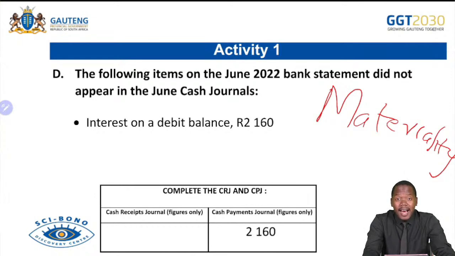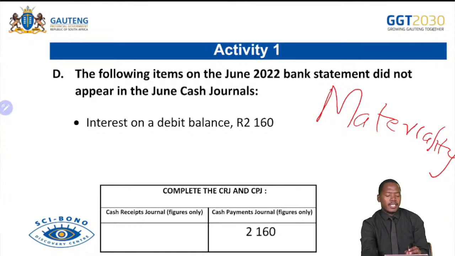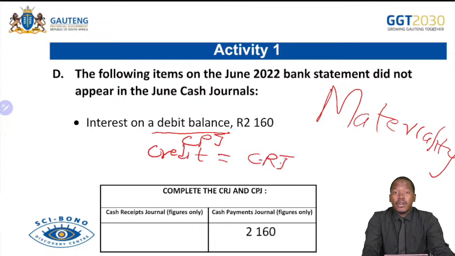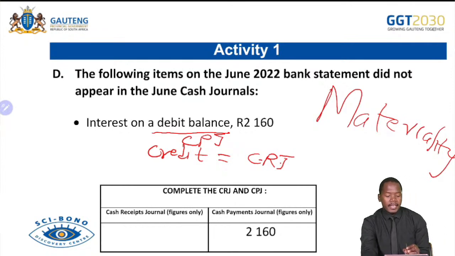Important items are recorded separately. So we're having interest on debit balance. Remember, debit balance means CPJ, but interest on credit balance means CRJ. Just want to talk about this for a minute.